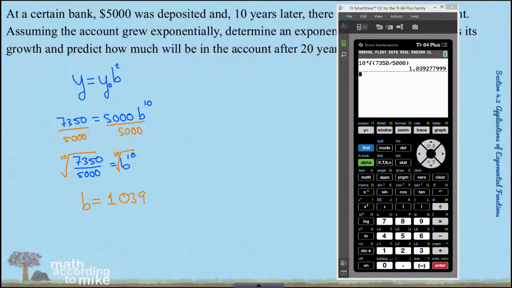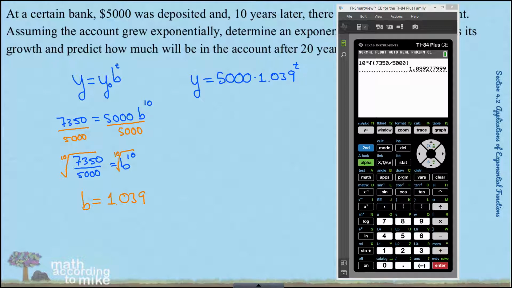So b is 1.039. That's okay. So our equation that we're going to use is y equals, well, y naught doesn't change. Y naught is the initial investment, in this case, 5,000. We just found b to be 1.039. And in the generic function, t is t.